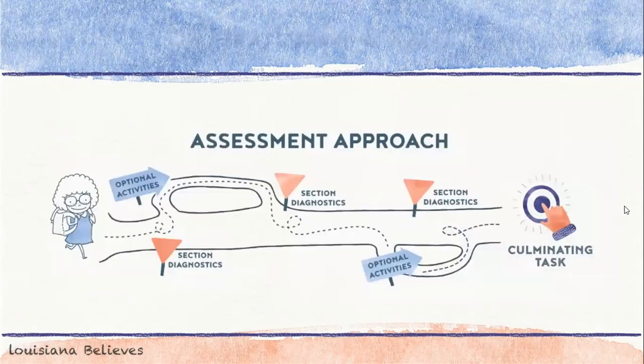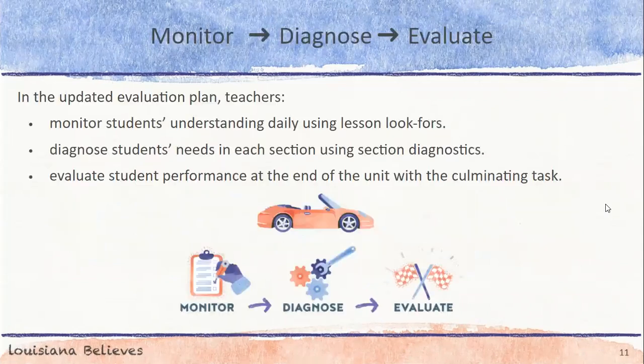The assessment path for each unit can look different from classroom to classroom. With the built-in optional activities, teachers are able to choose which optional activities would best benefit their students. Every unit includes lesson look-fors for monitoring student progress, section diagnostics to assess student growth throughout the unit, and a culminating task to evaluate overall understanding of the unit.